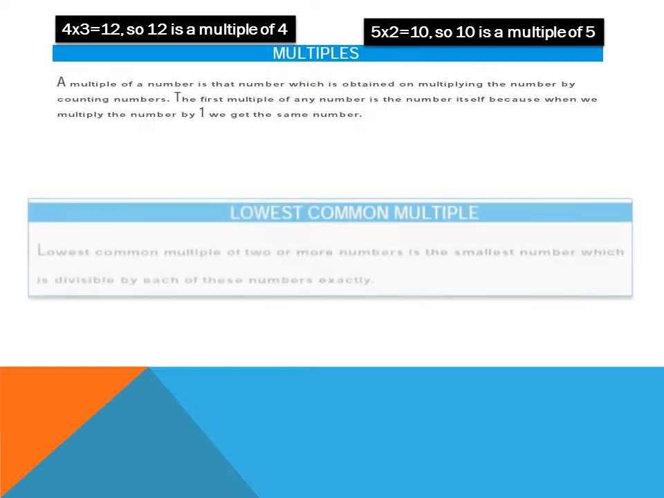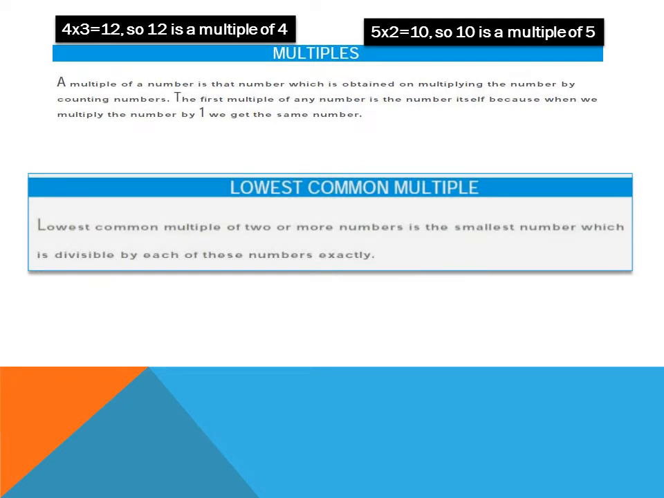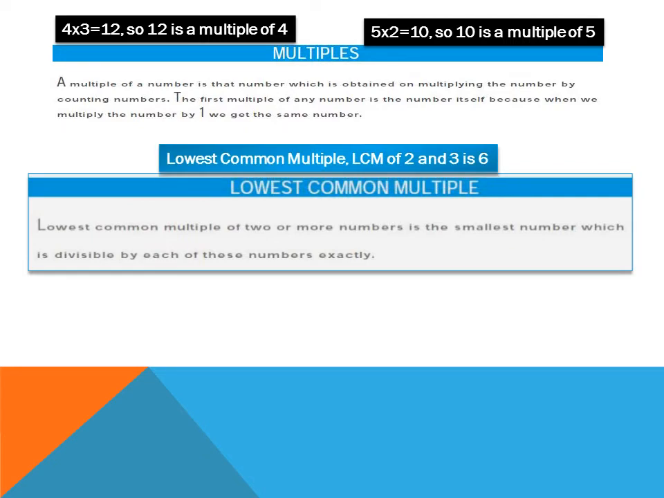Lowest common multiple. The lowest common multiple, also called the LCM, of two or more numbers is the smallest number which is divisible by each of these numbers exactly. The LCM of 2 and 3 is 6. Therefore, 6 is the smallest number which is completely divisible by both 3 and 2. So, 6 is the LCM of 2 and 3.